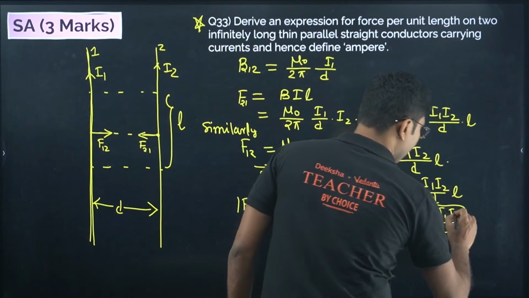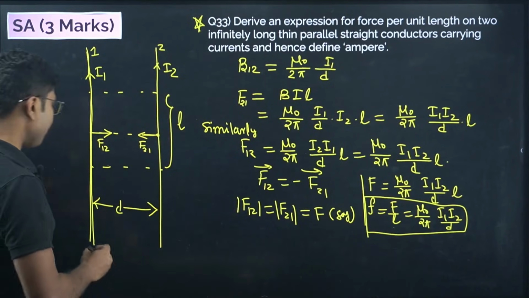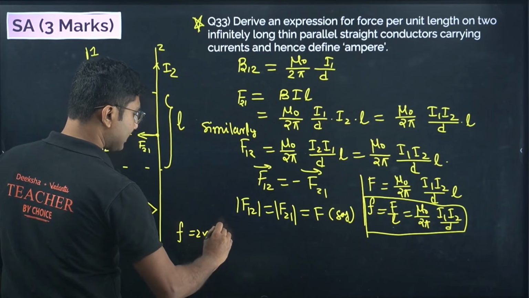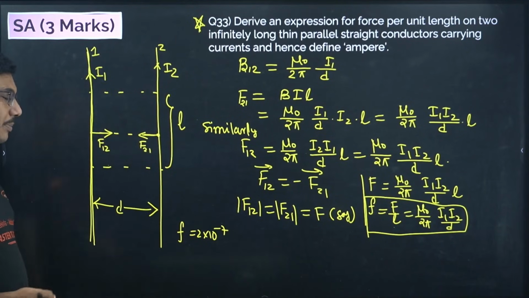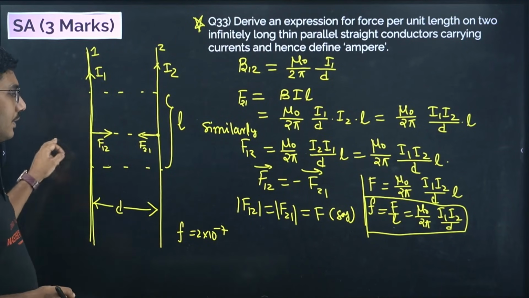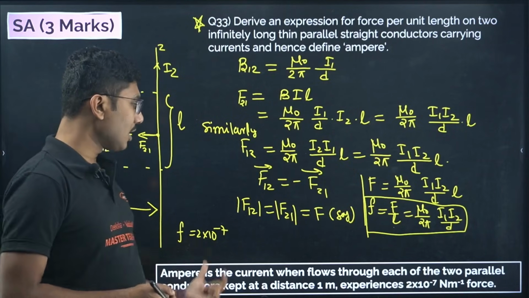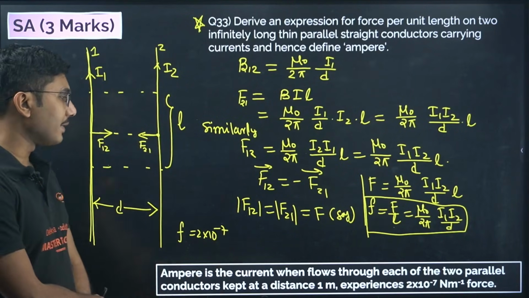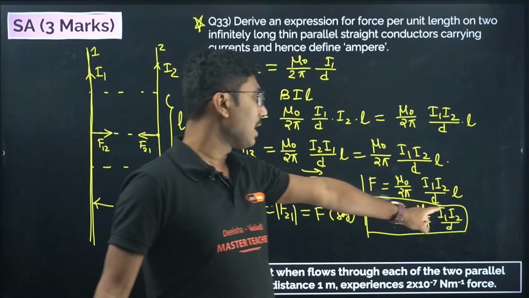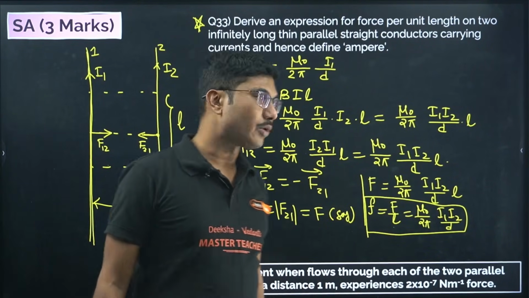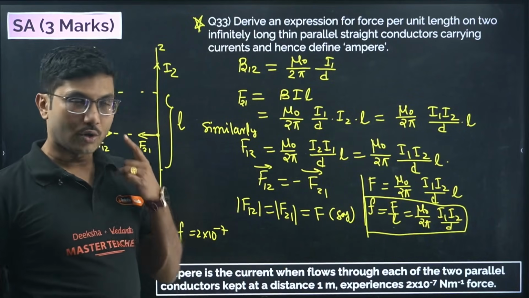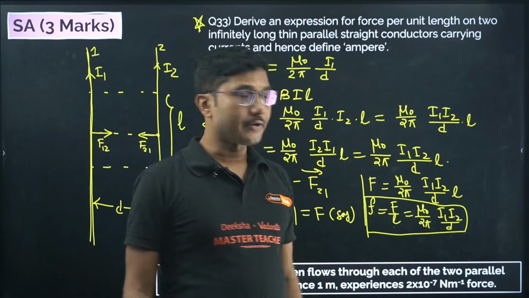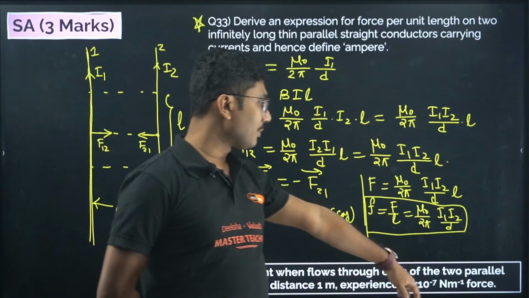So if you put that value, you will get the value of the force per unit length given by 2 into 10 to the power of minus 7 Newton per meter. Okay, so that is how we define ampere. Ampere is the current which, when it flows through each of the two parallel conductors kept at a distance of 1 meter, so I1 and I2 both equal to 1 and this distance equal to 1 meter, then the force is 2 into 10 to the power of minus 7 Newton per meter.